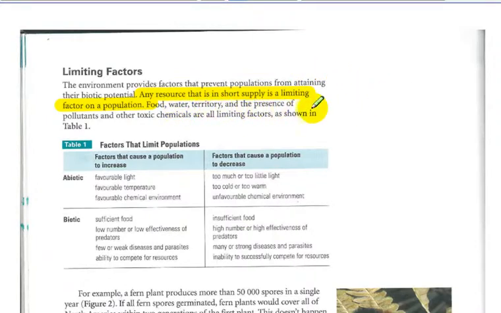Food, water, territory, the presence of pollutants and toxic chemicals are all limiting factors, as shown in the table. Of course those can be broken down into non-living and living. So factors that generally cause a population to increase.